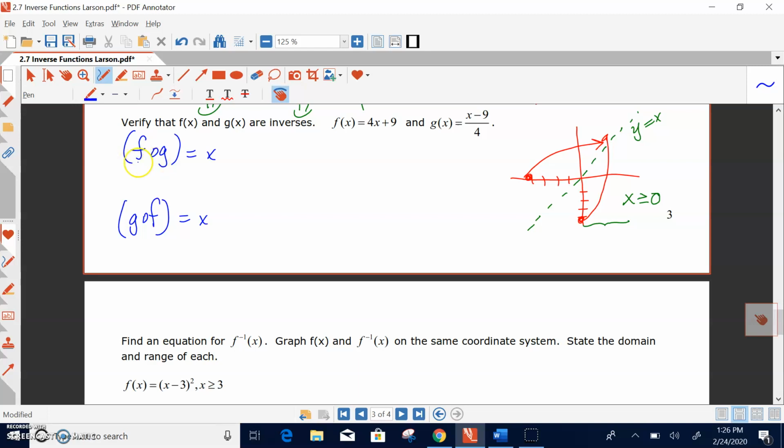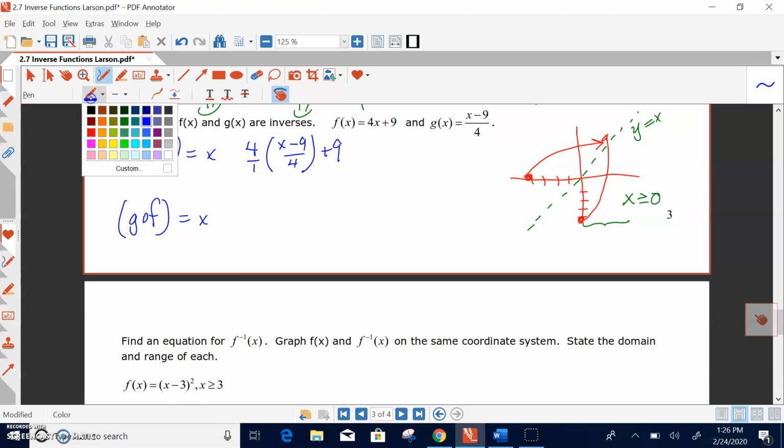So let's work on f circle g. That means we're going to put the g function into the f function. What does that look like? It'll be 4 times x minus 9 over 4, plus 9. Well, this 4 in front is like a 4 over 1, and it cancels with the 4 over here.